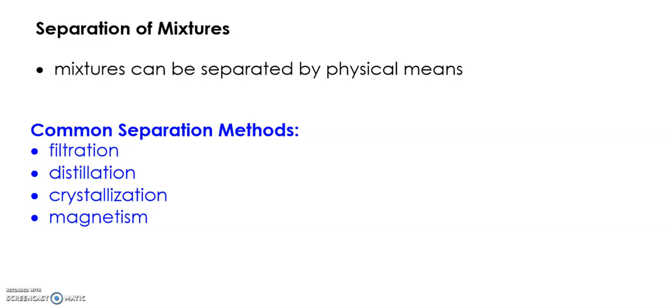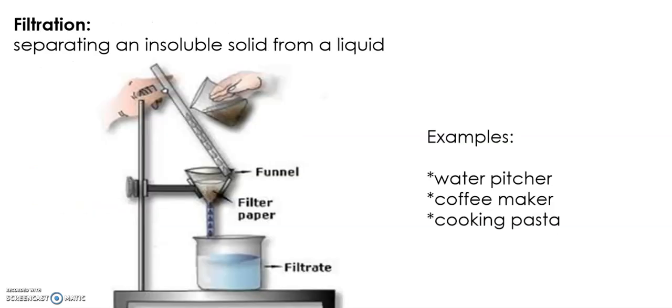pieces. So 4 common methods I'm going to go over: filtration, distillation, crystallization, and magnetism. So the first one is filtration, and you've all done this before if you've made pasta. Okay, it's taking an insoluble solid from a liquid. So solid, liquid, if that's what you have right here, you can separate them using a filter.